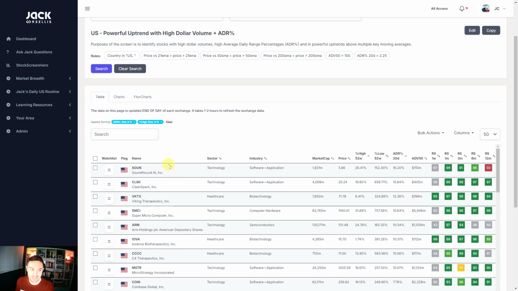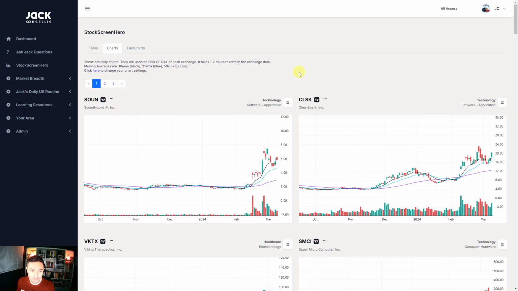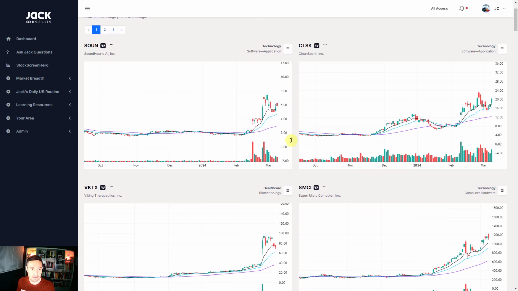So now what we've got is SoundHound AI, a bit of a strong theme in the market right now, as the name implies. CleanSpark, which is a crypto miner. Then you'll probably be familiar with some of these other names: MicroStrategy, Coinbase up there, ARM in there, SMCI in there. What I'm going to do is click charts, and once these load up, the black is the 10-day EMA, the blue is the 21 EMA, and the purple is the 50 SMA. So I can just be scrolling down through here.